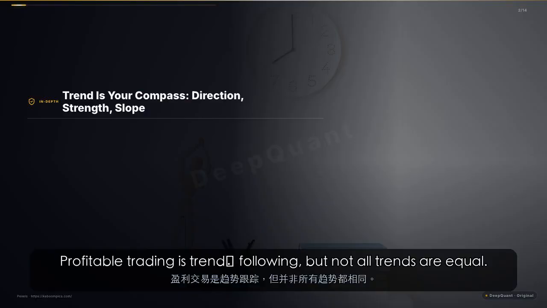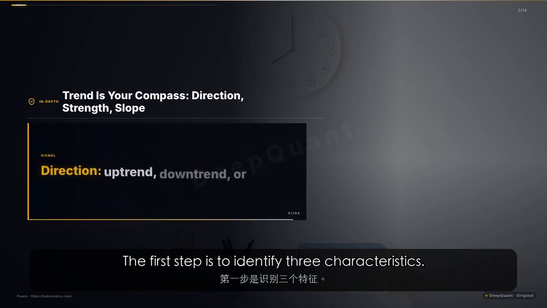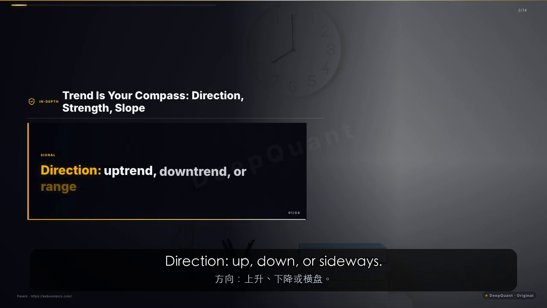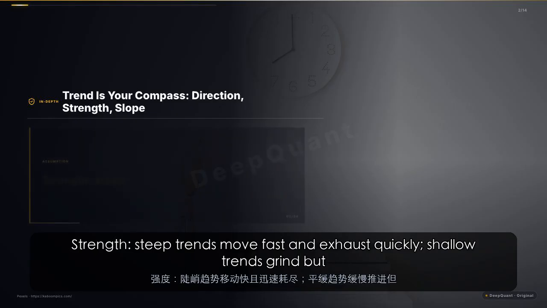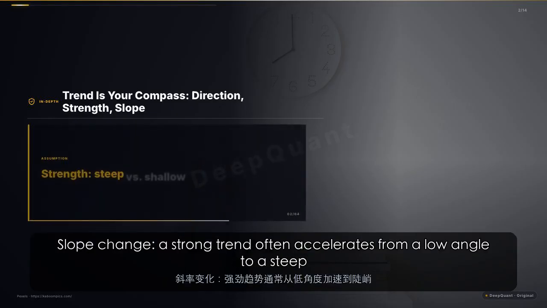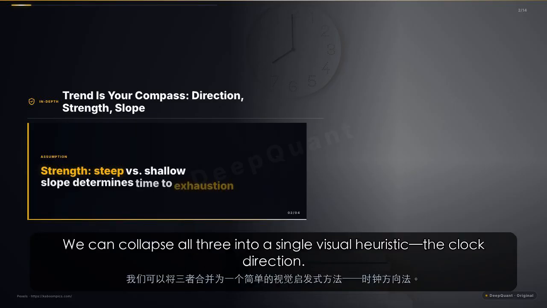Profitable trading is trend following, but not all trends are equal. The first step is to identify 3 characteristics. Direction: up, down, or sideways. Strength: steep trends move fast and exhaust quickly, shallow trends grind but may persist. Slope change: a strong trend often accelerates from a low angle to a steep angle before reversing.